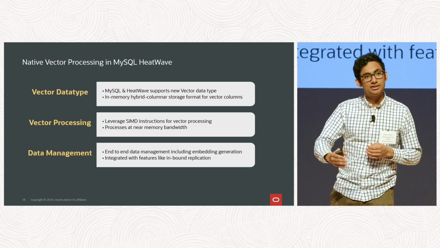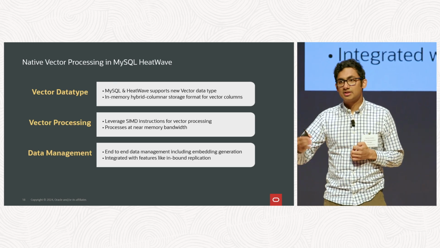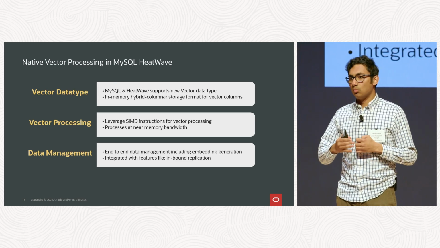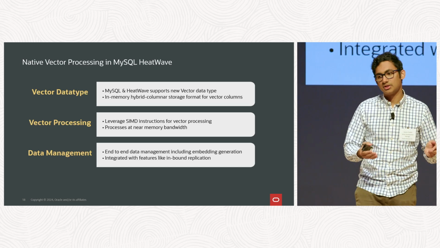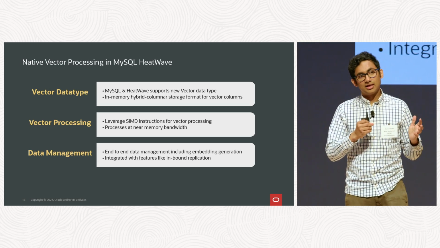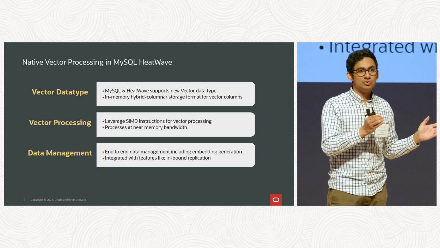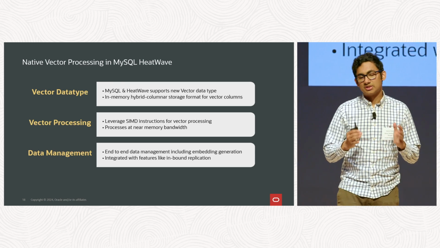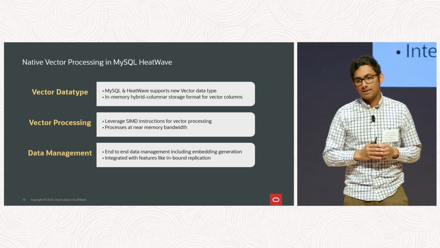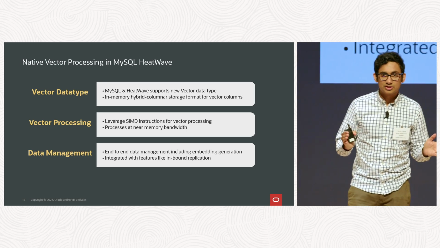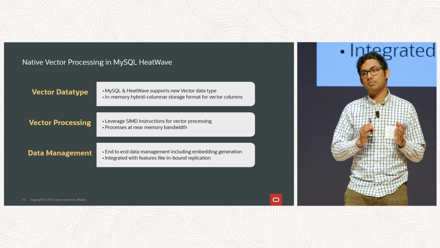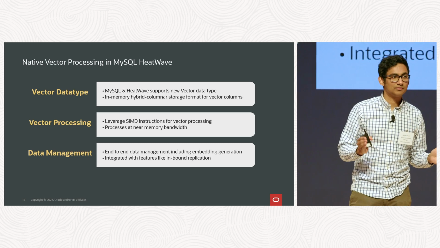We have also added vector processing functions that can work on that vector data. These are distance functions like dot product and cosine distance, and a lot of work has been put in to use native SIMD instructions present in the underlying architecture to accelerate this. These vector processing functions execute at memory bandwidth across the entire HeatWave cluster.